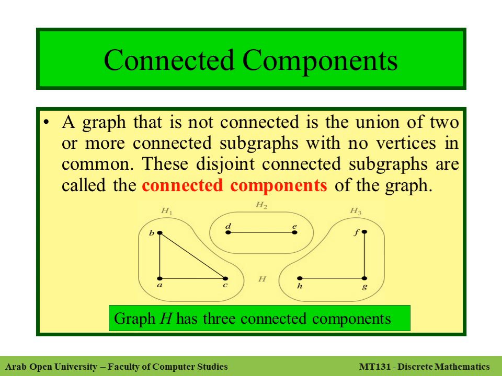Here is an example in the slide. Of course, we are looking at all of this as one graph. Certainly it is not a connected graph, but it's made up of three pieces. It's made up of three connected components, H1, H2, and H3. Each of these components is a connected subgraph. Our graph is just a union of those three parts.